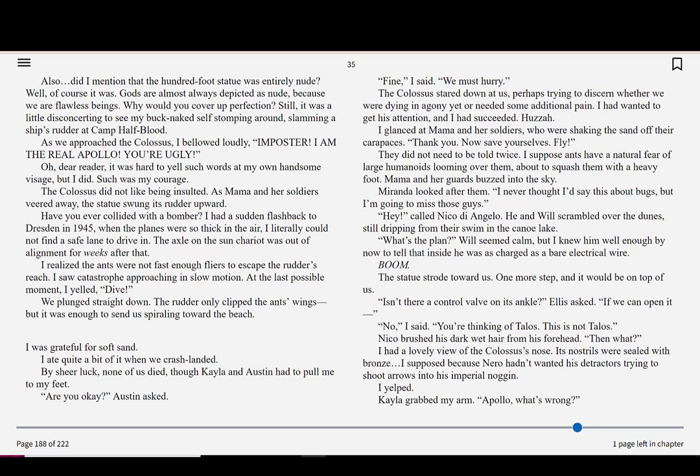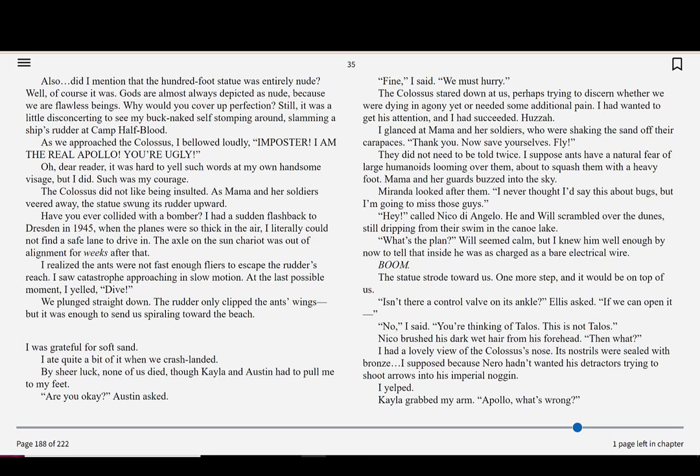Also, did I mention that the 100-foot god statue was entirely nude? Well, of course it was. Gods are almost always depicted as nude, because we are flawless beings. Why would you cover up perfection? Still, it was a little disconcerting to see my buck-naked self stomping around, slamming a ship's rudder at Cape Half-Blood. As we approached the Colossus, I bellowed loudly, "Imposter! I am the real Apollo! You're ugly!"